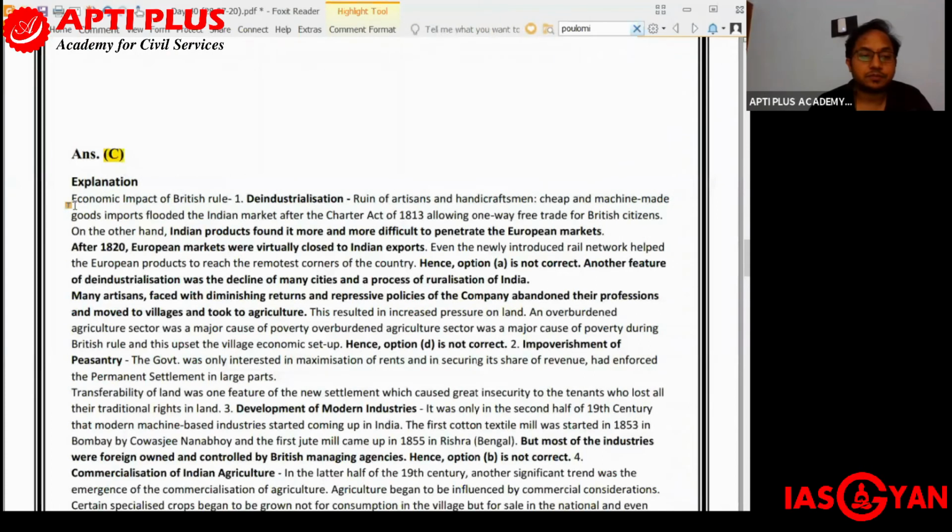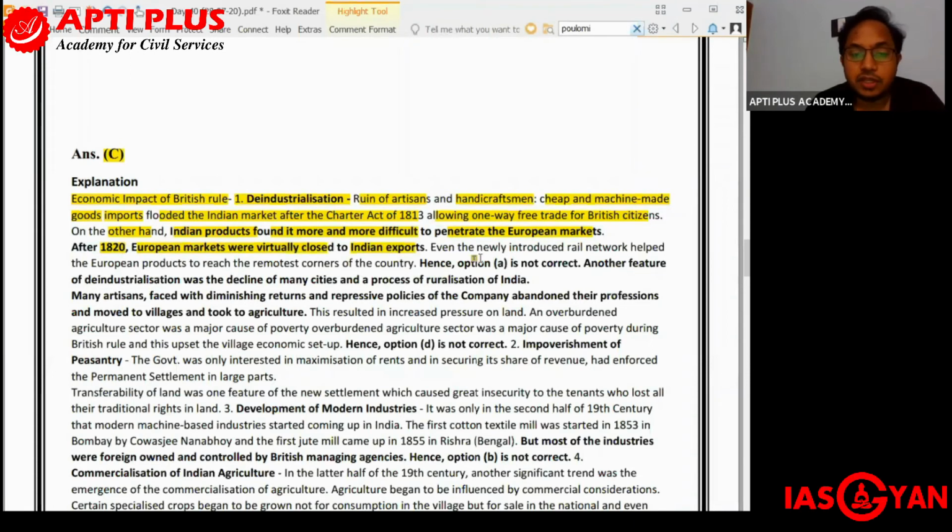Let's try to understand. Here we are looking at the economic impact of the British rule. The number one impact was deindustrialization. What does that mean? It led to the ruin of artisans and handicraftsmen because cheap and machine-made goods which were imported into India flooded the Indian market after the Charter Act of 1813, which allowed one-way free trade for British citizens. On the other hand, Indian products found it more and more difficult to penetrate the European markets. And after 1830, European markets were virtually closed to Indian exports.